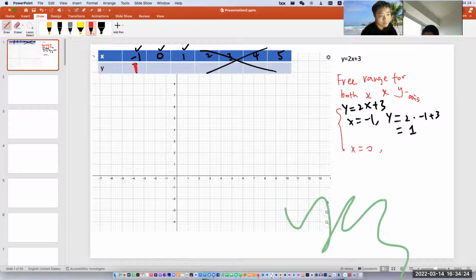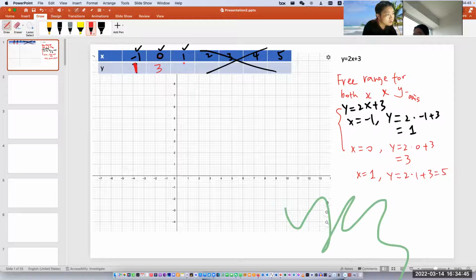Next, x is equal to 0. Oh, by the way, this part you don't need to show. Just use your calculator and quickly get the value. So y is equal to 2 times 0 plus 3, which is 3. Next, x is equal to 1. Put it in, plus 3, y is equal to 5. Okay, very good. So you have these 3 points.